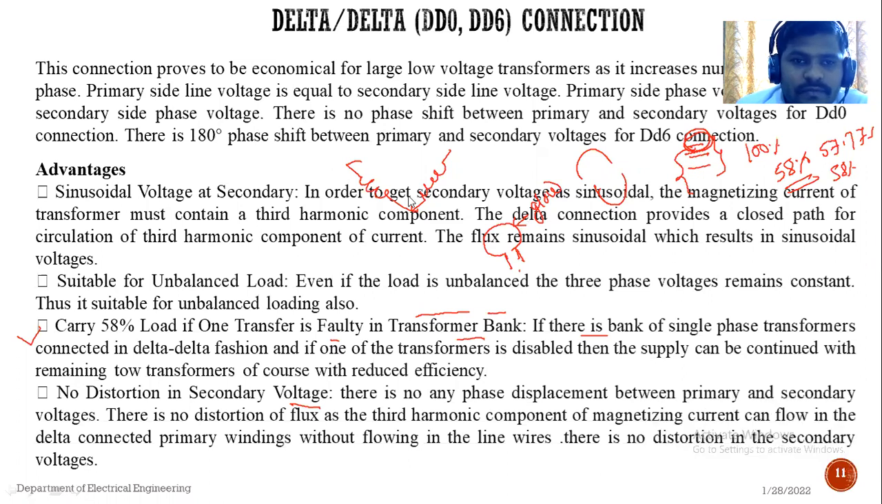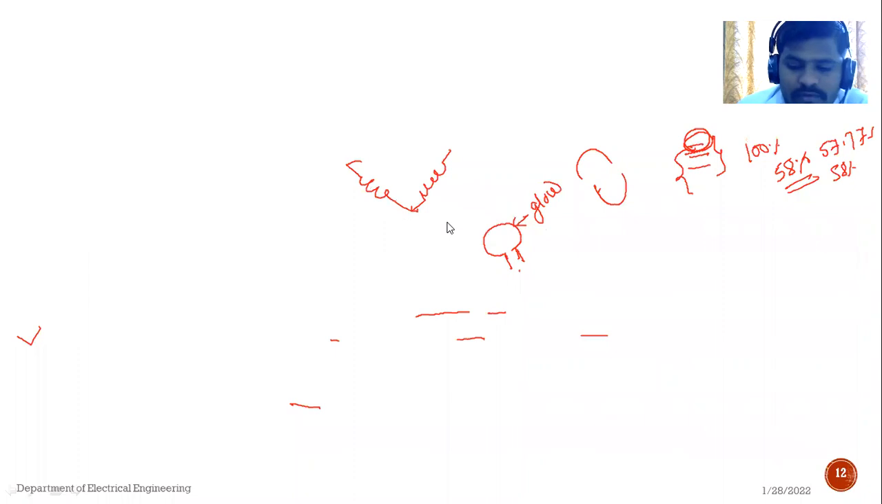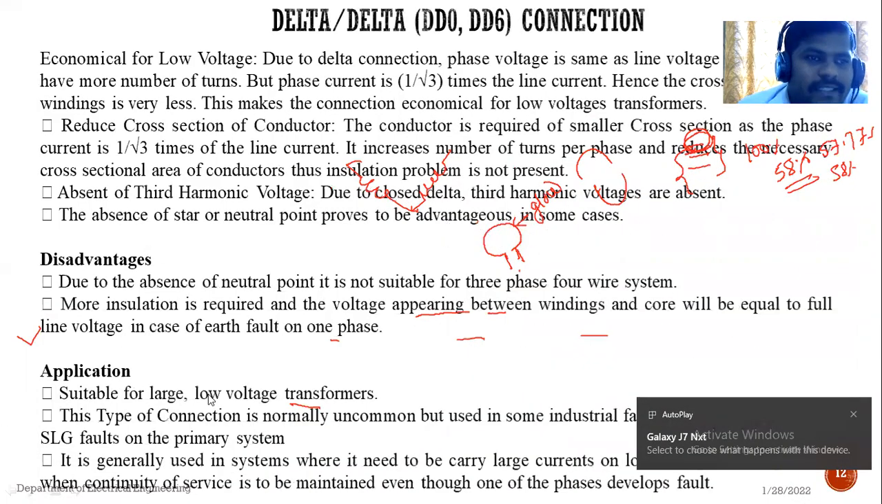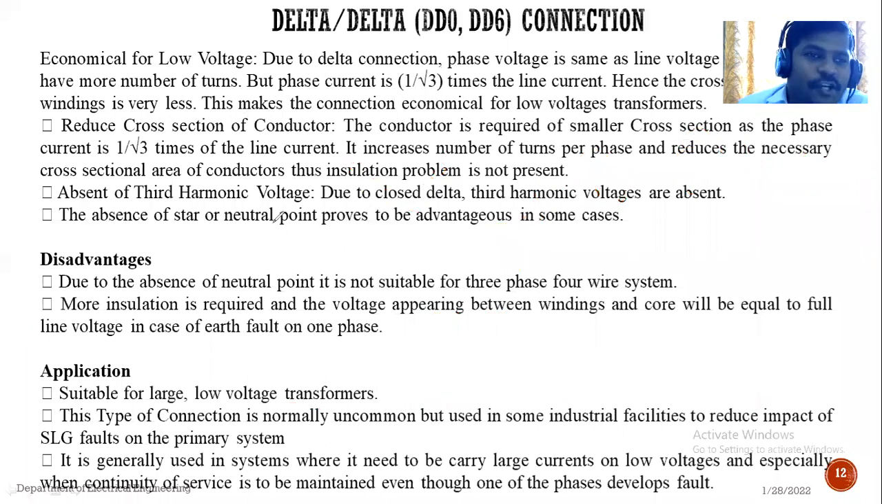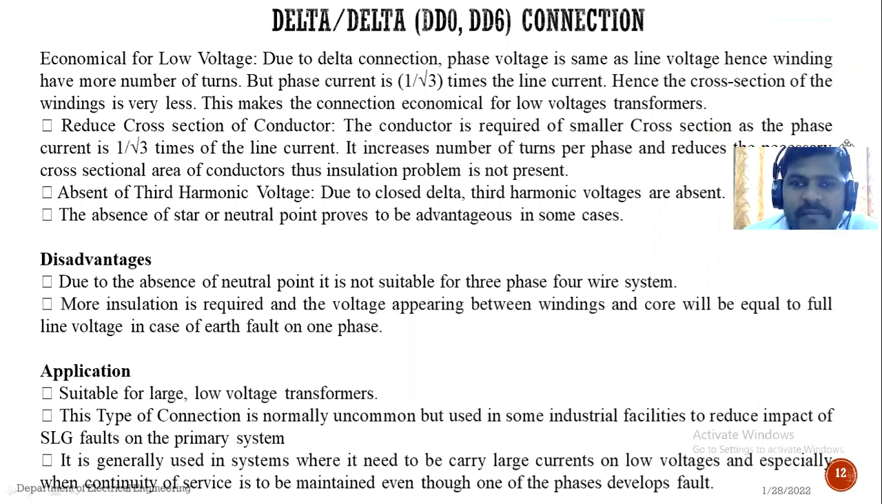Yes, sir. Okay, now next one advantage is that economical for low voltage. So that is, it will be economical. That means if it is compared with that of cost, it is economical for low voltage due to delta connection is there. Phase voltage is same as that of line voltage. Delta connection मुळे phase voltage आणि line voltage सेम आहे.